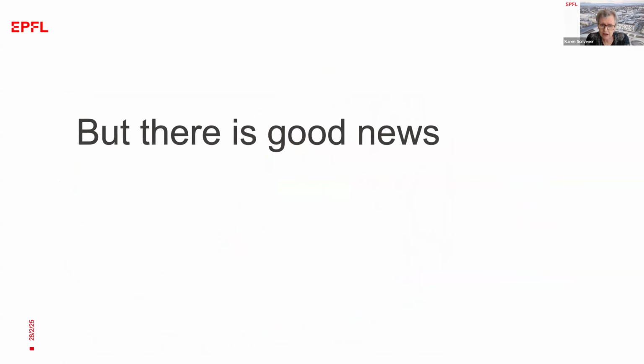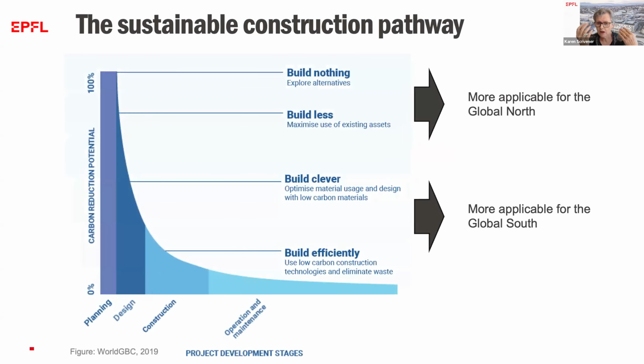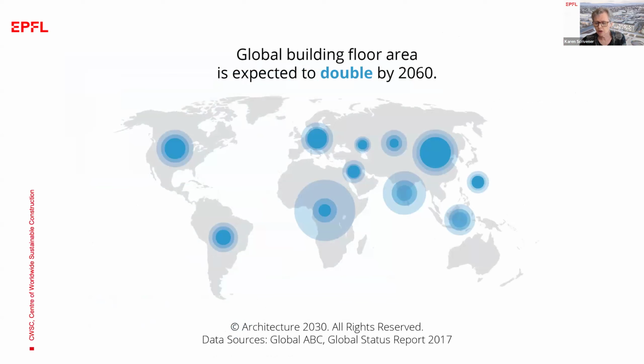So more generally, there is a lot of good news because there's a lot of things we can do. We really need to take a holistic view to sustainable construction. First of all, we need to think, do we need to build at all? Can we renovate and therefore build less? And if we do build, can we build more cleverly and use materials more efficiently? And this consideration is very important because we do continue to have a demand for building. This shows the new floor area expected by 2060, and you see it's dominated by the global south, particularly India and Africa.